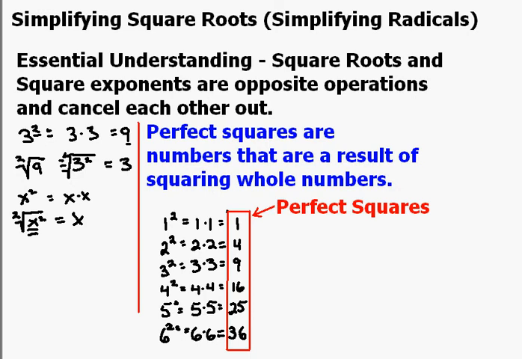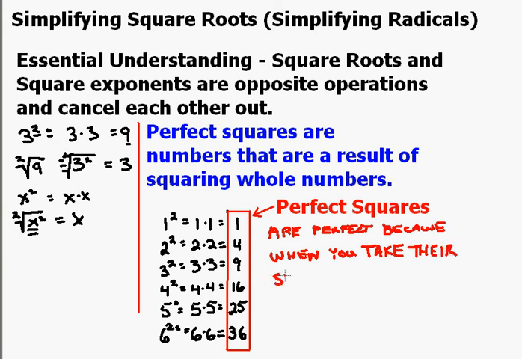So perfect squares are perfect because when you take their square roots, the result is a whole number, which is a very desirable thing when you're simplifying radicals.